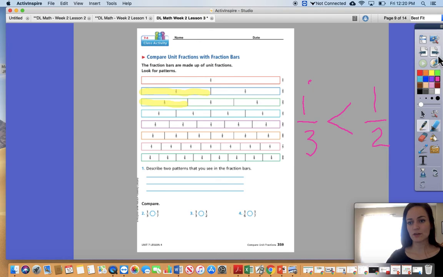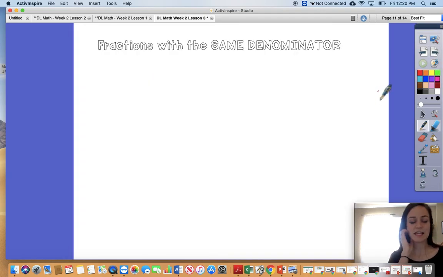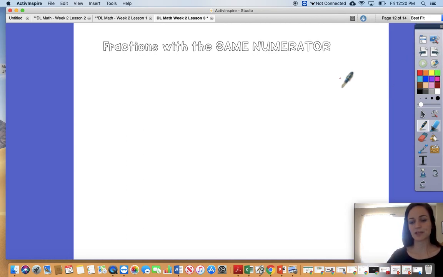Let's do some other ones, so fractions with the same, oops, I want to skip to same numerator still. Okay, so let's look at another one. Let's do like 2/3 and 2/6.